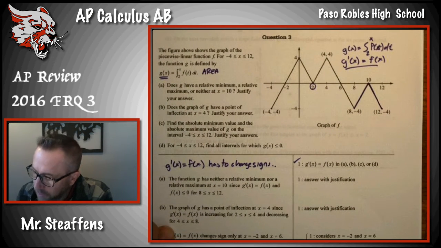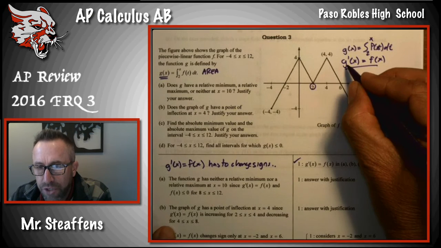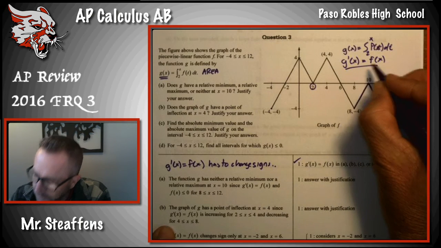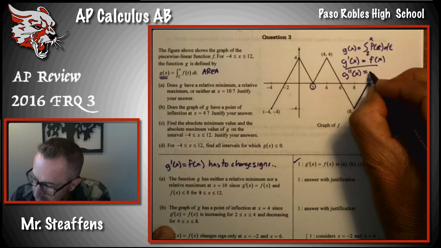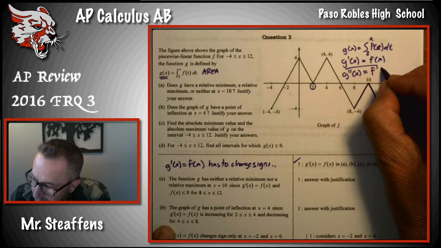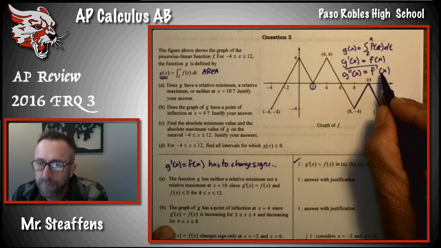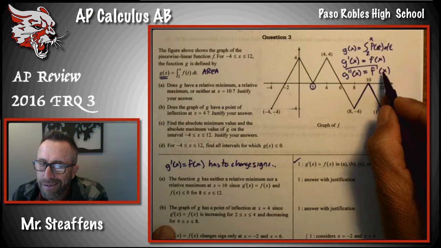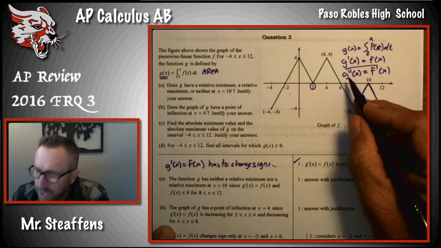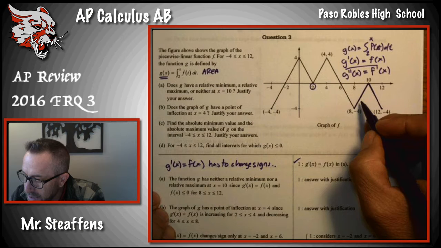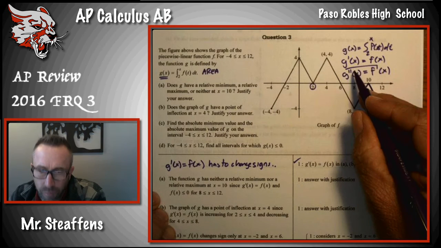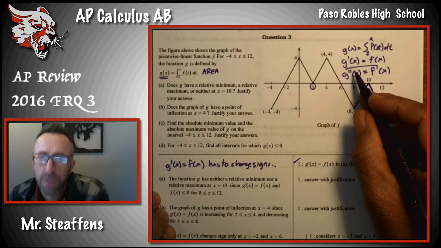So we can go a little bit farther with our information here. If g prime of x is f of x, then to find the inflection points, I need g double prime of x, which means that's actually going to be the slopes of the graph. So the second derivative of g of x is the same as the first derivative of f of x. And since f of x is the graph, then the second derivative of g of x will be the slopes of f of x.